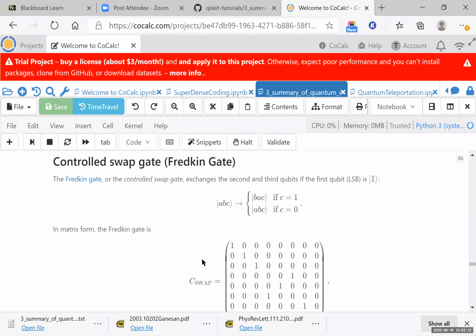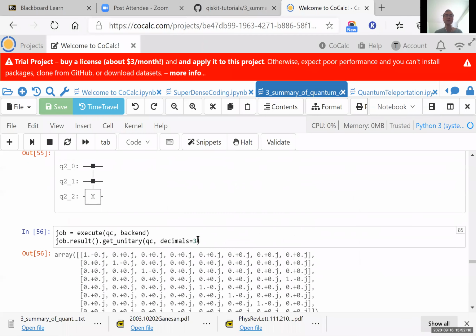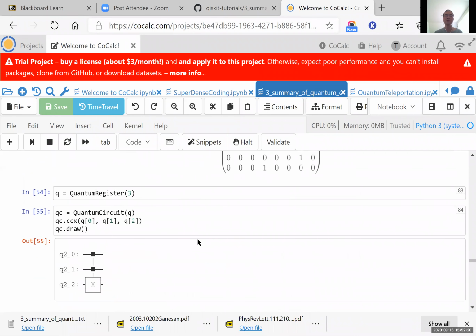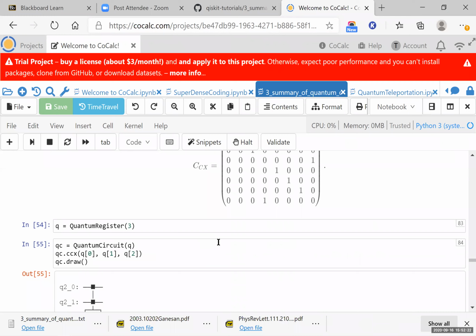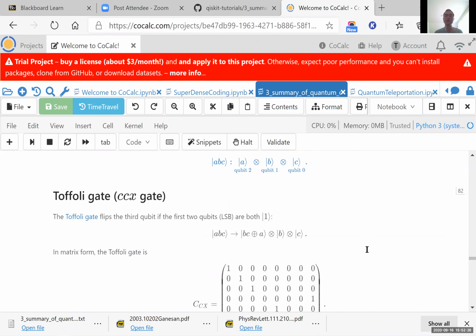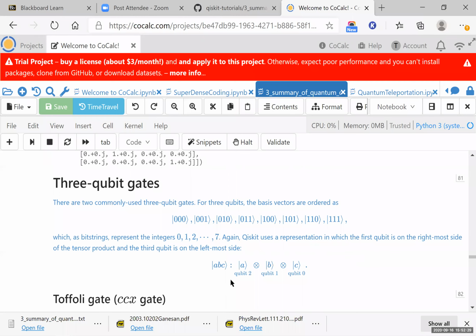Probably need to let them know the endianness of qubit representation. I'm sorry, what do you want me to do? The endianness of the qubit representation on IBM. It's okay, we get to that. Like, you mean this, the ordering? Yeah, this is fine. I mean, they order in a way maybe different from other conventions.